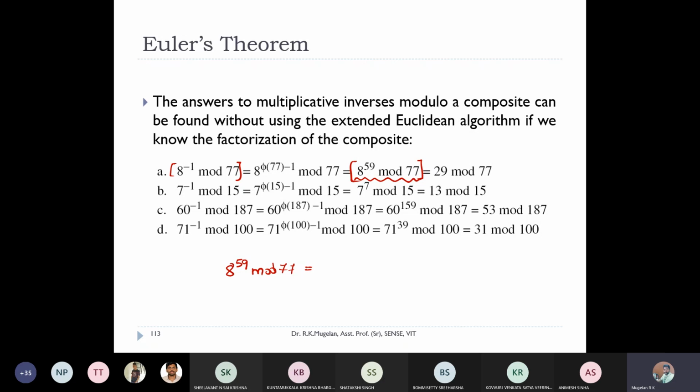Okay. So if you people have calculators with you, I want a little help from your side. If you put 8 power 59 mod 77, what is the answer your calculator is giving? Is it giving the direct answer? 8 power 59 mod 77. I'm asking about your scientific calculators instead of laptops or systems. If it is giving the answer directly, can you raise a hand?